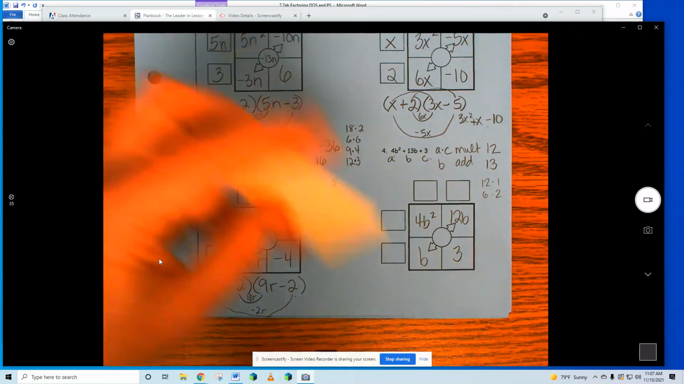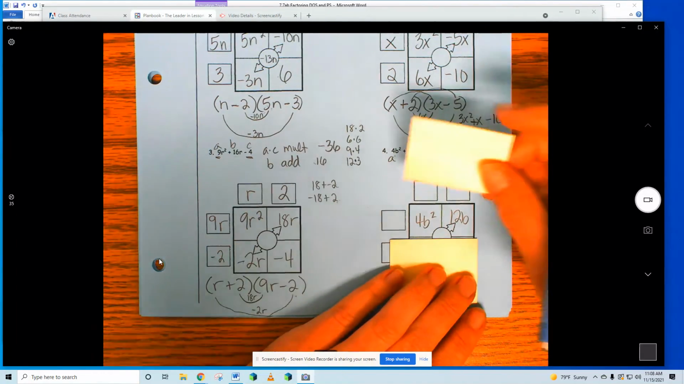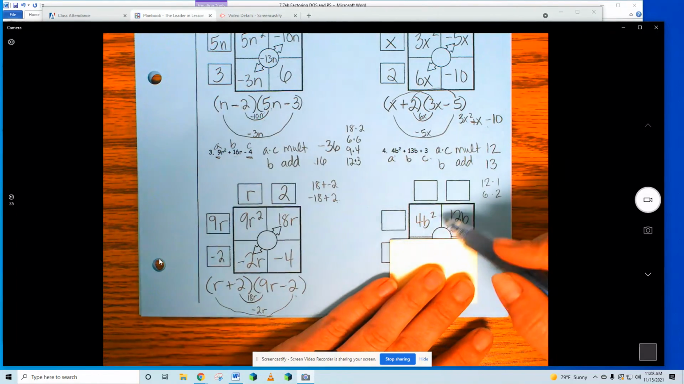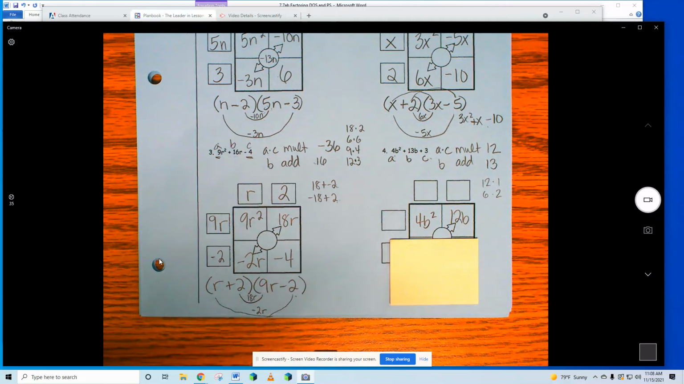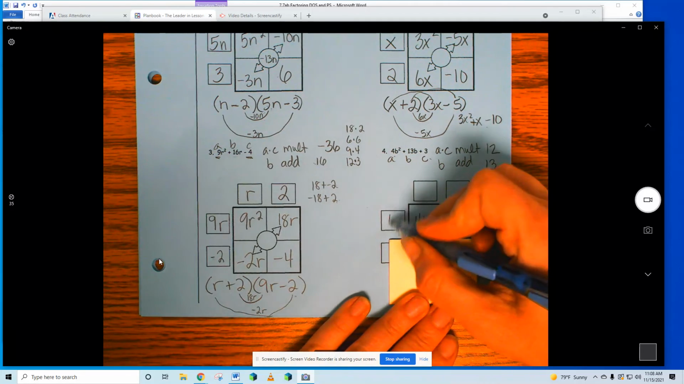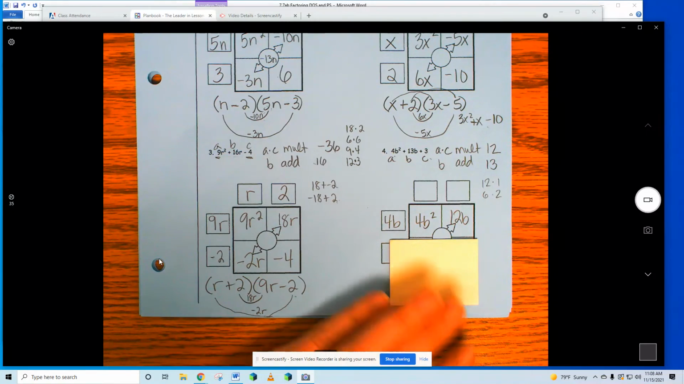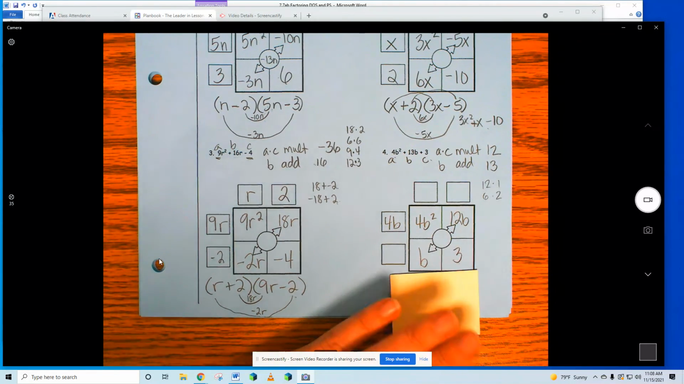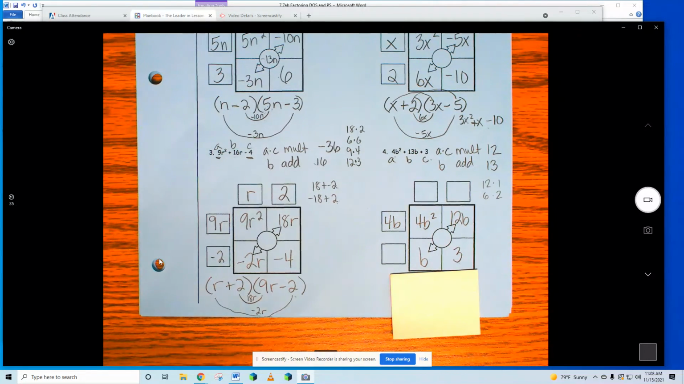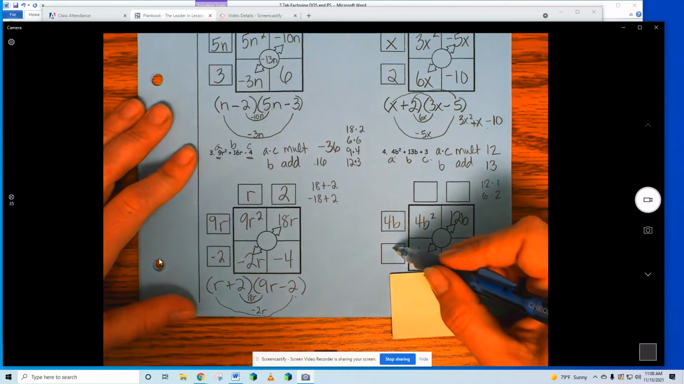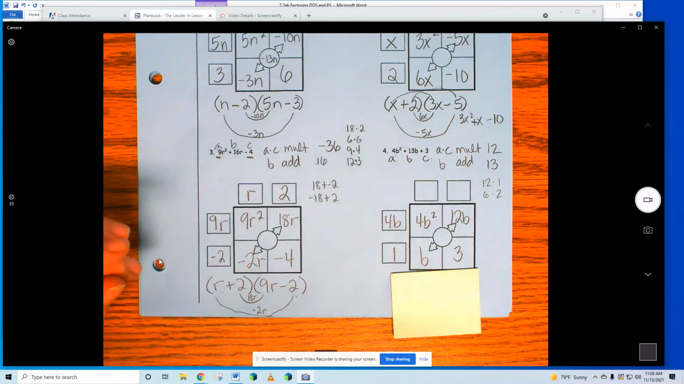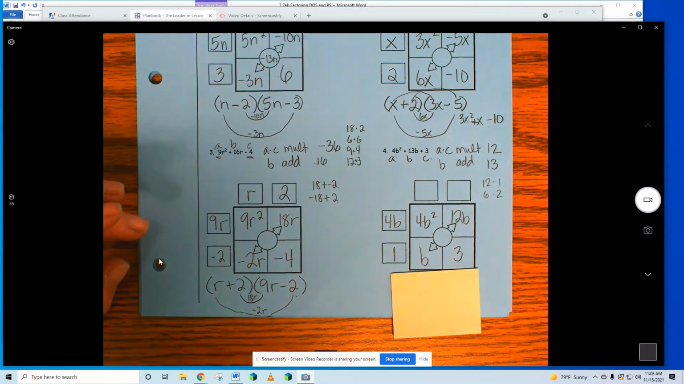Okay. 4b squared and 12b. There is a common number. What is it? 4b. B and 3? Do they have anything in common? No, not at all. But you can say that 1 goes into them, and you need to put 1. You can't leave it blank. No leaving it blank.